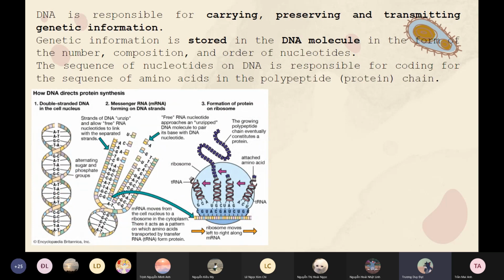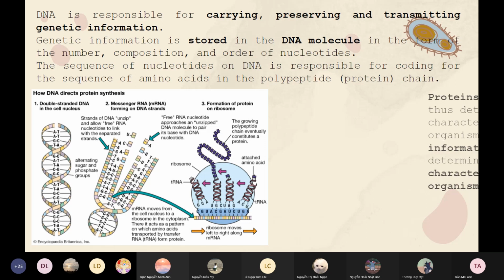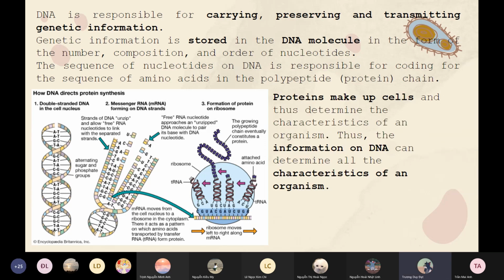DNA is responsible for carrying, preserving, and transmitting genetic information. Genetic information is stored in the DNA molecules in the form of the number, composition, and order of the nucleotides. The sequence of nucleotides on DNA is responsible for coding the sequence of amino acids in the polypeptide protein chain. Proteins make up cells and thus determine the characteristics of an organism. Thus, the information on DNA can determine the characteristics of an organism. And the next topic will be presented by Bình.